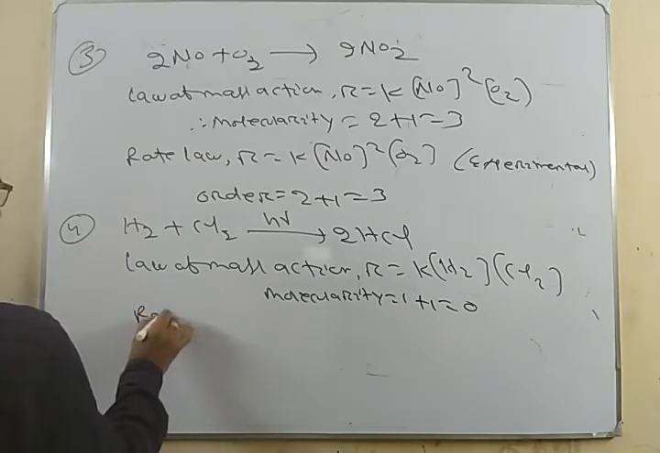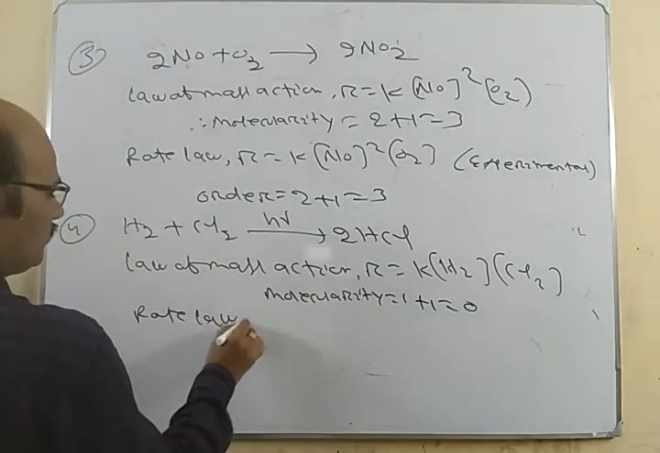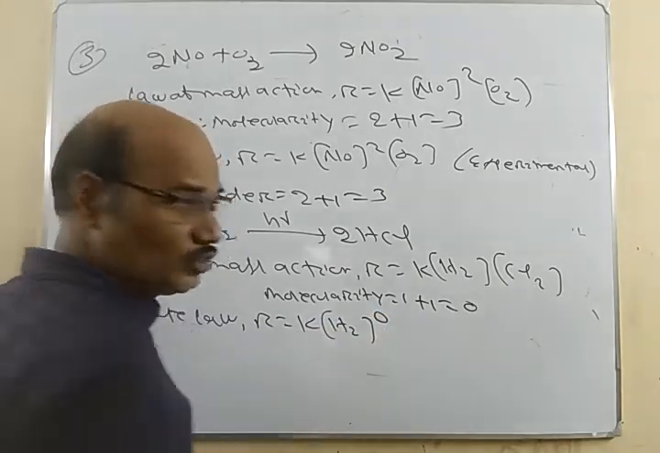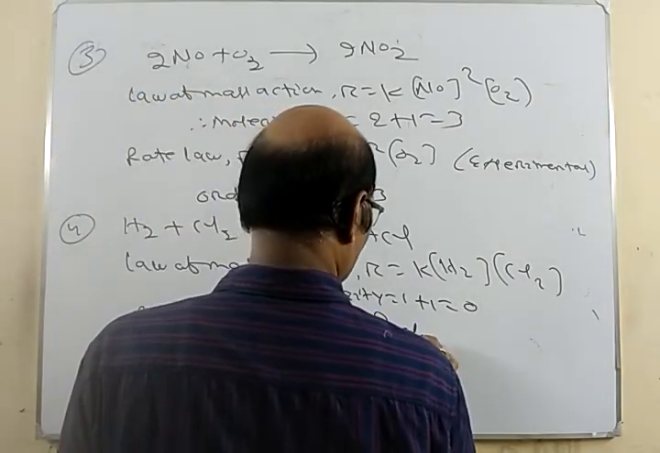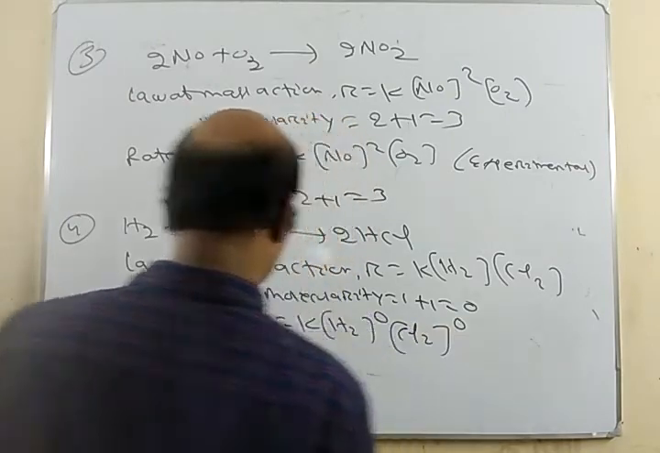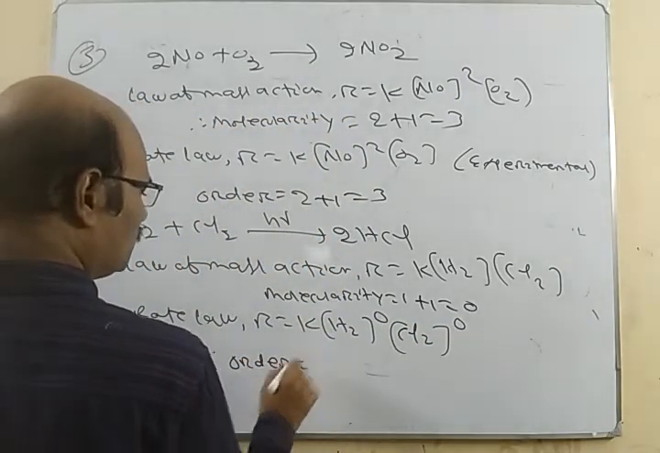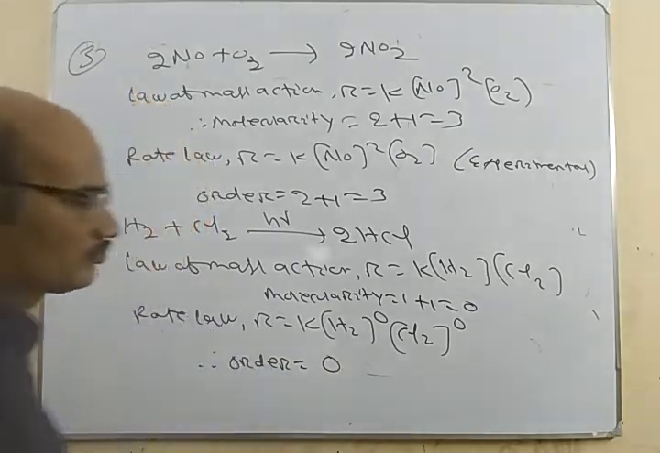Now the rate law for this equation is R equal to K [A] to the power 0, so R equal to K C to the power 0. Therefore the order is equal to 0.